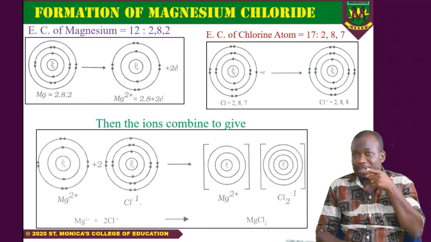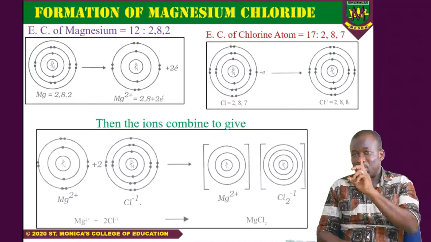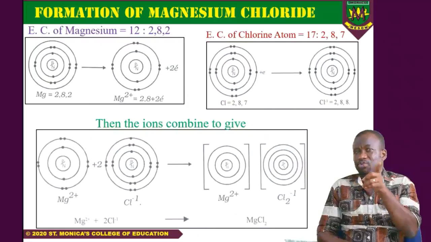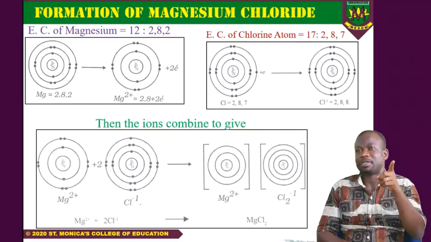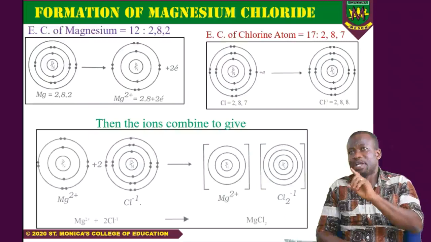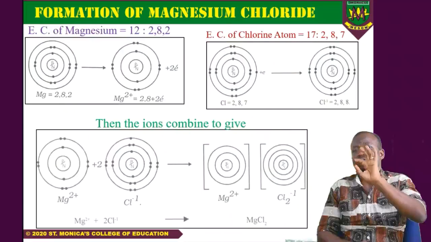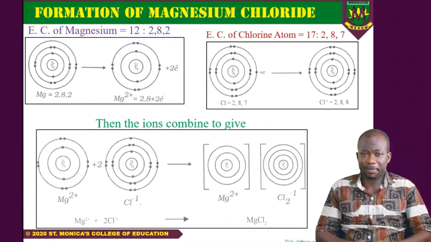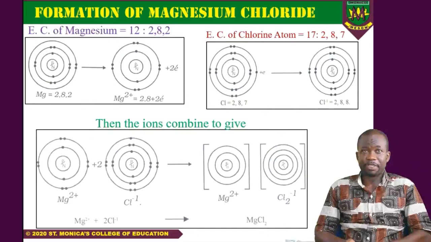But in the case of the magnesium chloride, 1 chlorine atom cannot take all the 2 electrons from the magnesium, and so then you realize that there should be 2 chlorine atoms, each one picking 1 from the magnesium, and so that is how it is formed.